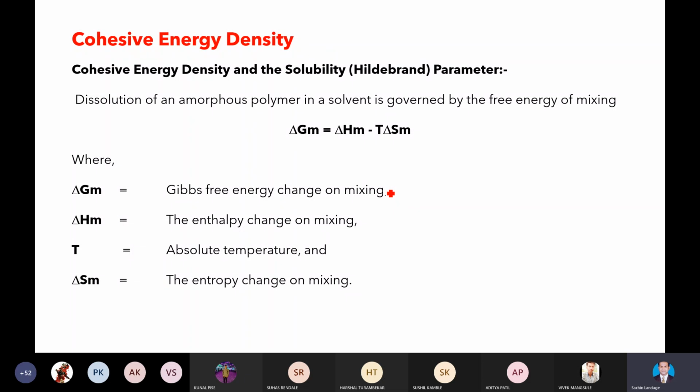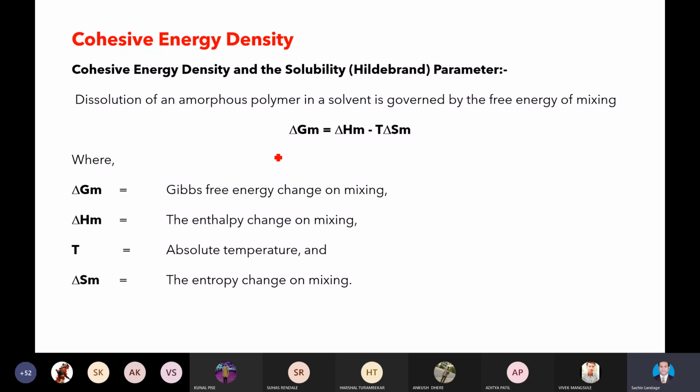Have you seen this equation somewhere? Yes, sir. It gives the Gibbs free energy equation. We are going to use it to link the cohesive energy density and the solubility.